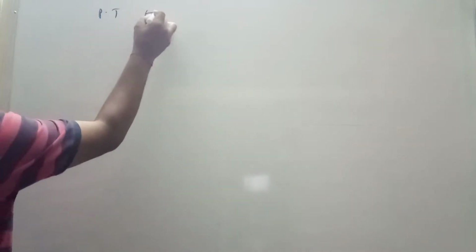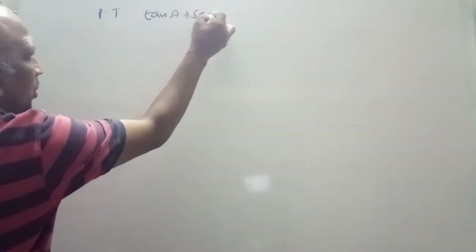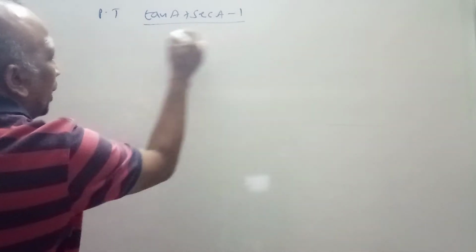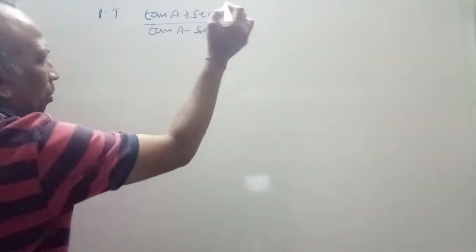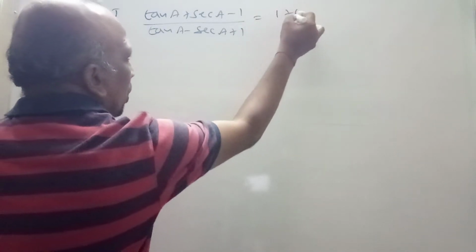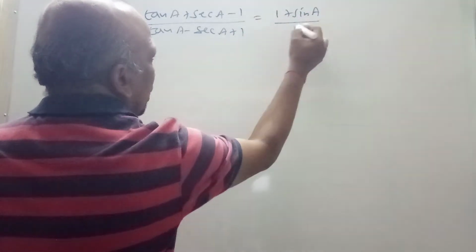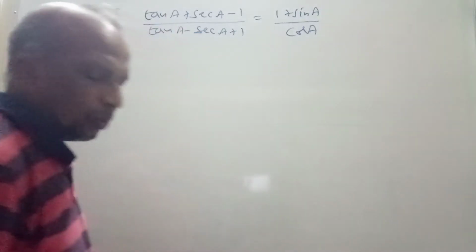Today I am going to explain NCERT exemplar problems. The topic is trigonometric functions. The first problem: prove that (tan A plus secant A minus 1) by (tan A minus secant A plus 1) is equal to (1 plus sin A) by cos A. So this is the problem.